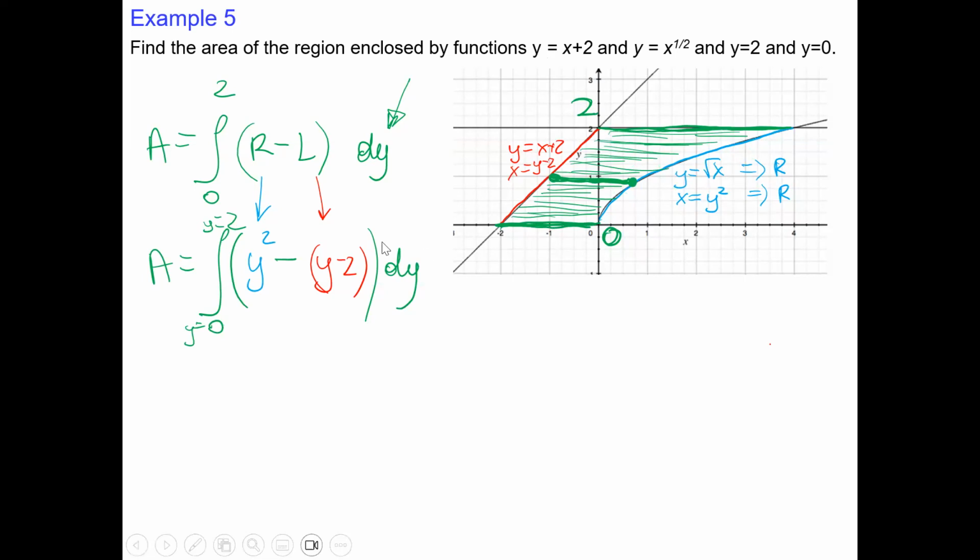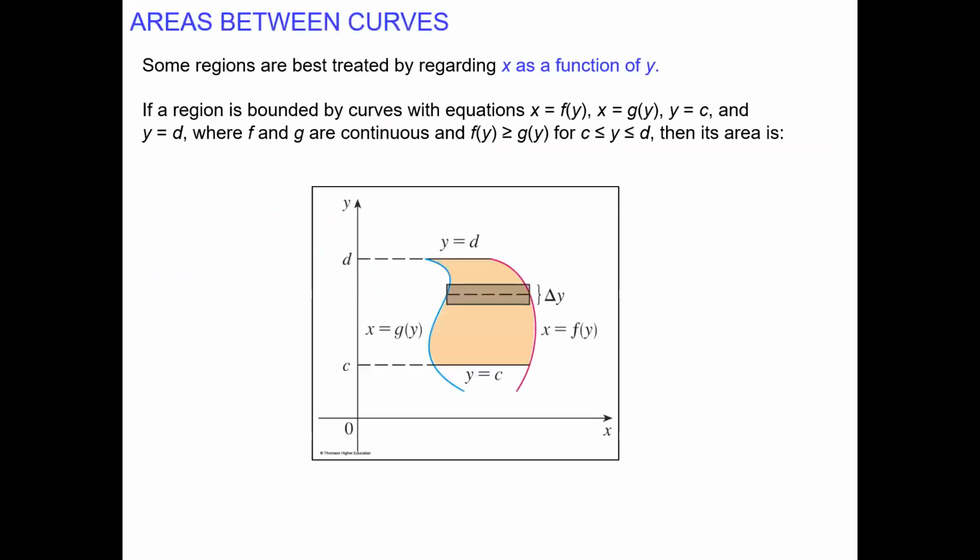And you can also integrate the two integrals on the previous slides, and integrating this, we're supposed to get the same answer. Okay, I will leave this one for you to check. Now let's look at this.